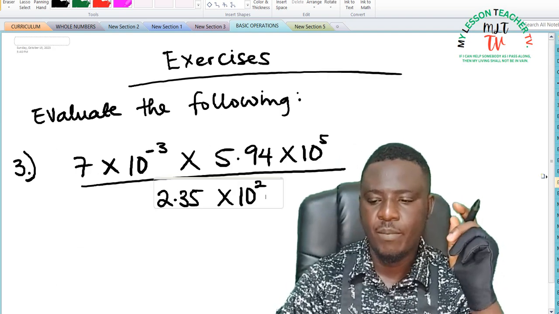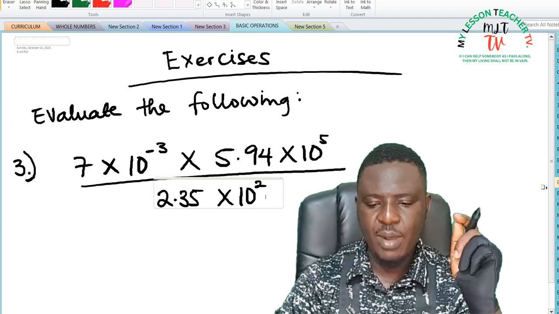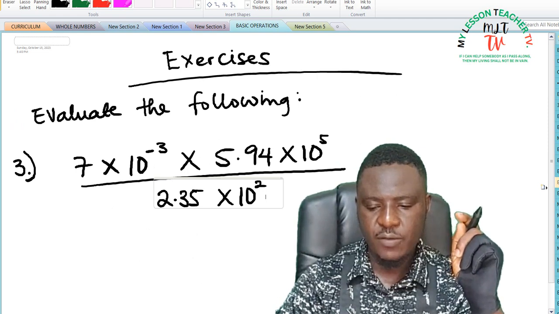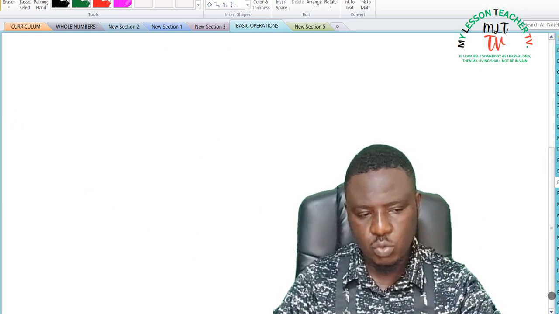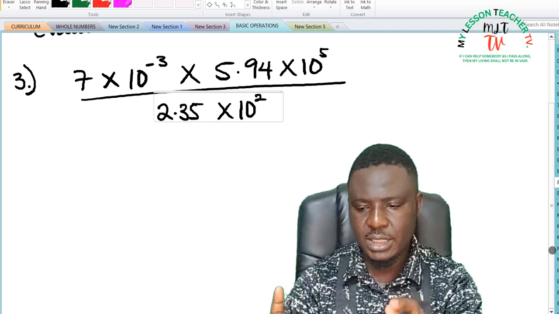Exercise 3 says that we should evaluate the following: 7 times 10 raised to the power of minus 3 being multiplied by 5.94 times 10 raised to the power of 5, all divided by 2.35 times 10 raised to the power of 2. So we are going to simplify the numerator before dividing the results by the denominator.